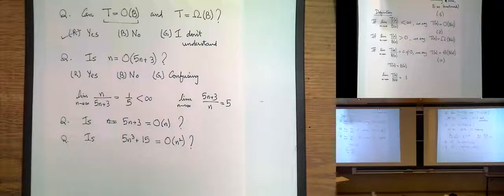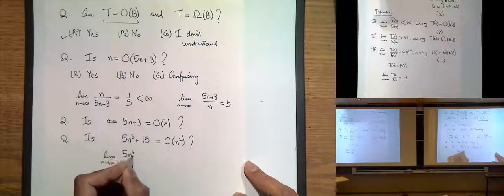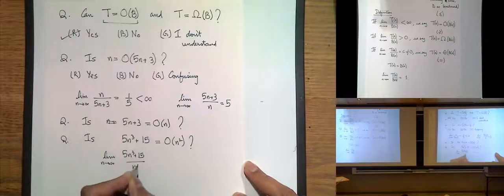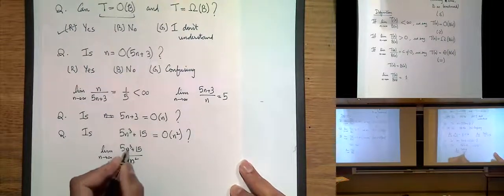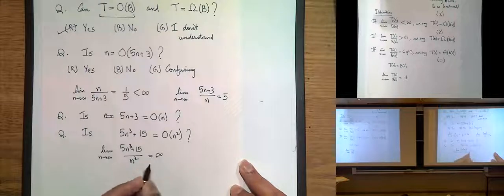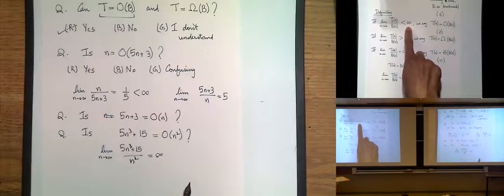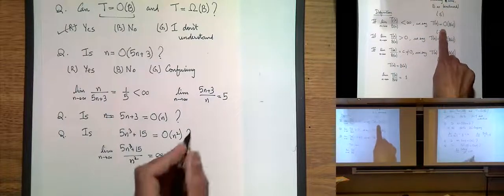Yes, what is the answer? Okay, it's no, because you take the limit as n goes to infinity of 5n cubed plus 15 divided by n squared. And note that that's a cube divided by a square. This limit is infinity. And because it's infinity, it's certainly not less than infinity. So it cannot be. So this is no.